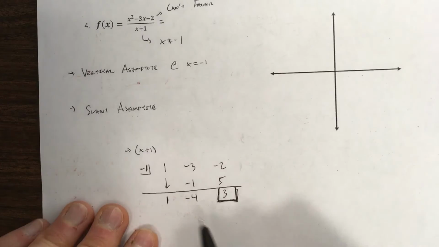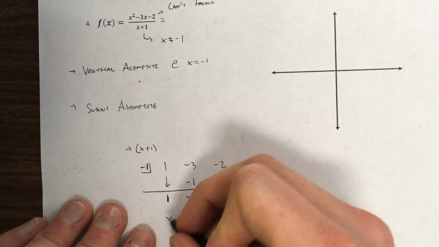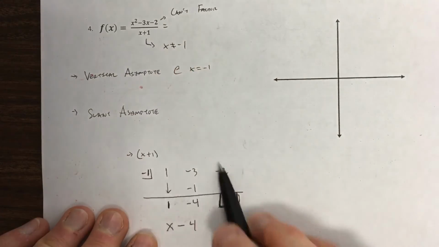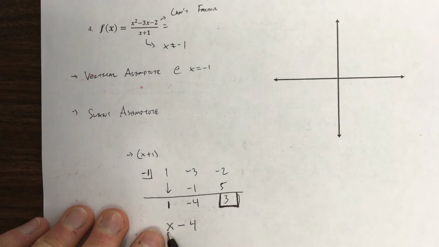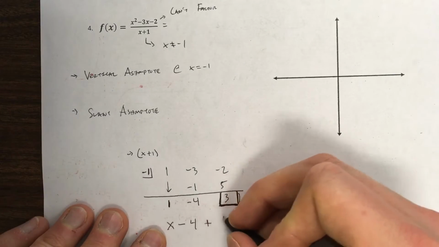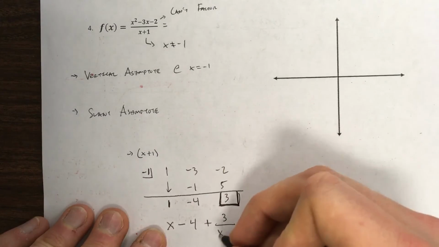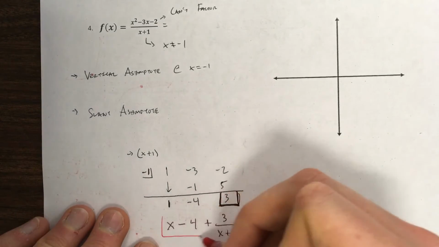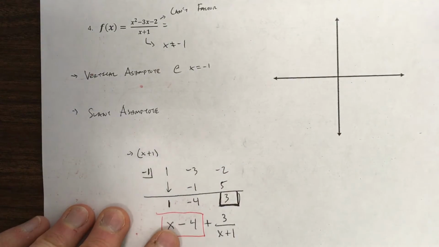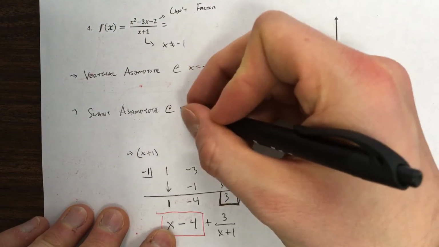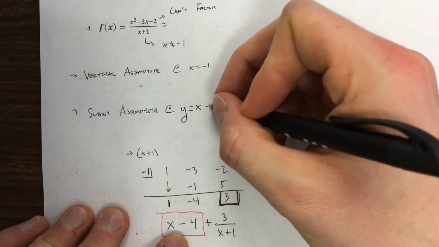And so what this is telling us is that we have 1x, or just x, minus 4. Because our degree was 2, when we do the division, our degree is going to be 1, x minus 4, plus, since our remainder is positive, 3 over x plus 1. And whatever came out even, this piece here tells us our slant asymptote. So we know this function has a slant asymptote at y equals x minus 4.